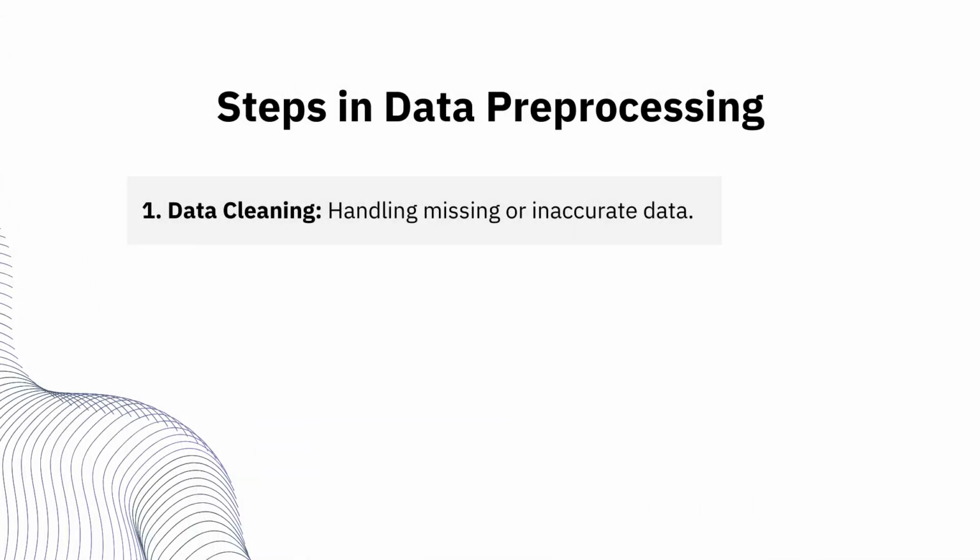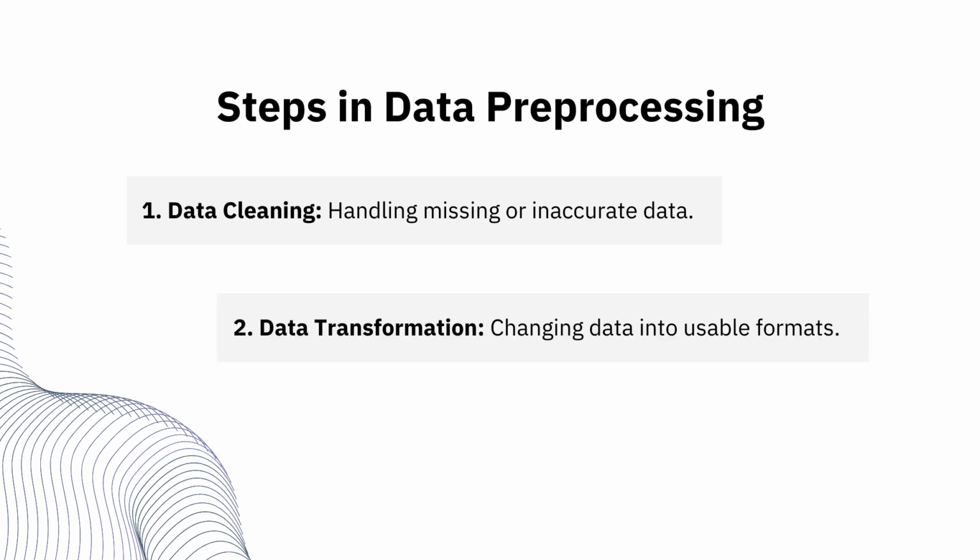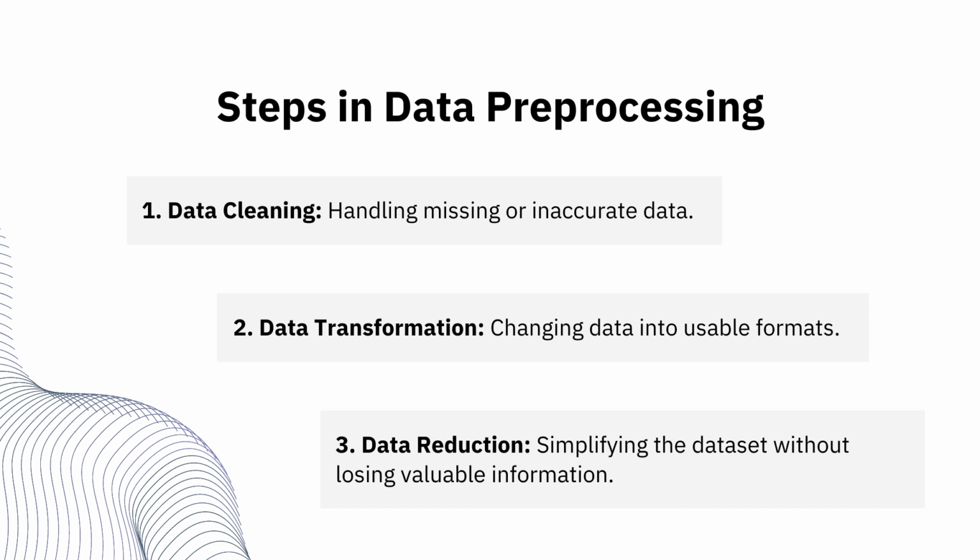There are three main steps to preprocessing your data. First, data cleaning addresses errors, missing values, or inaccuracies in the dataset. Second, data transformation modifies the data to fit your analysis requirements. Lastly, data reduction simplifies the dataset without losing important information, ensuring faster processing.